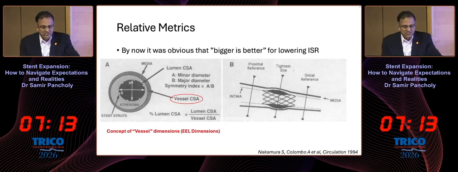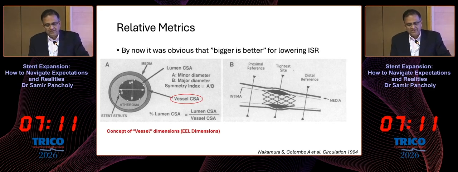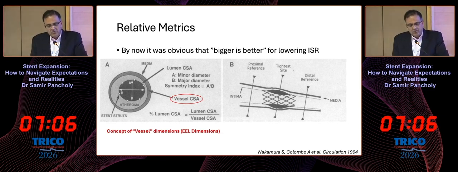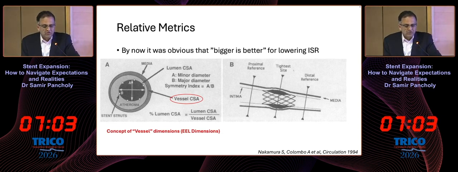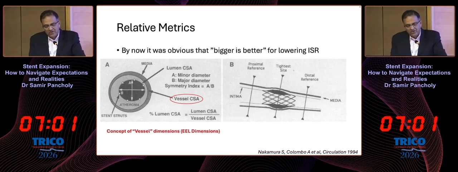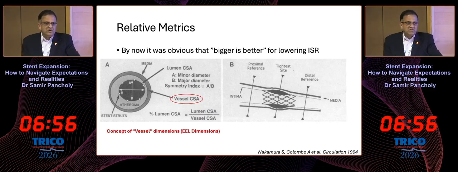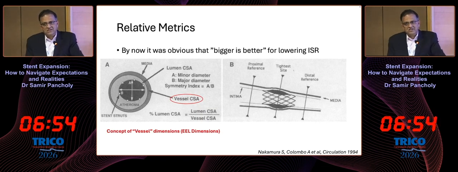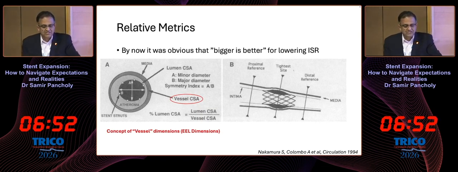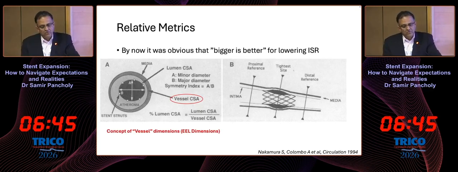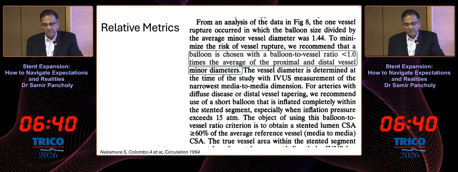The relative metrics, which is what we are talking about right now with the percentage metrics, by now it was obvious in the bare metal stent era with the Harvard group, Caruso and David Cohen, et cetera, with Donald Bain. They were essentially convinced and showed us that bigger is better as far as lowering in-stent restenosis with bare metal stents. The larger the lumen you left after you got done, the better your long-term outcomes were. And the concept of the vessel being at the EEL dimension was becoming more and more clear.